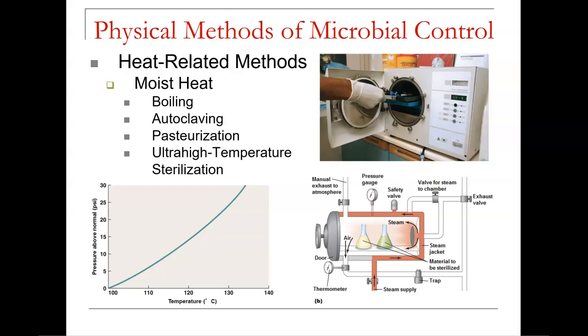Ultra high temperature sterilization is going to involve flash heating to rid the liquids of all living microbes. That involves processing liquids through superheated steam and cooling it very quickly. So you get those temperatures up to 140 degrees Celsius or 280 degrees Fahrenheit, and you keep it there for 1 to 3 seconds before cooling.